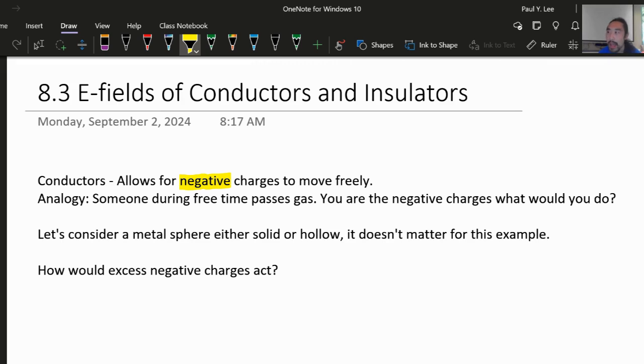As horrible as it is going to be for that one person that passed the gas, everyone's going to be as far away from that one person as possible. You are the negative charges, and you want to be as far away from everyone else as possible, right? You're pressed up against the walls. Let's now consider that analogy with other objects such as metals. Metals are conductors. How would these negative excess charges act?